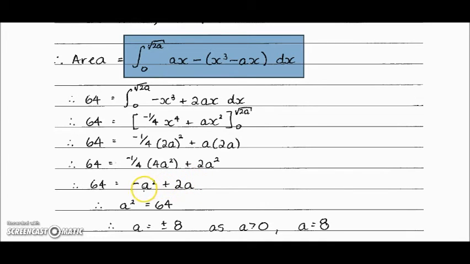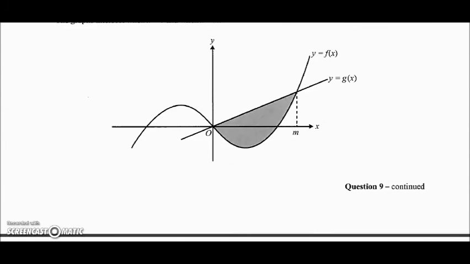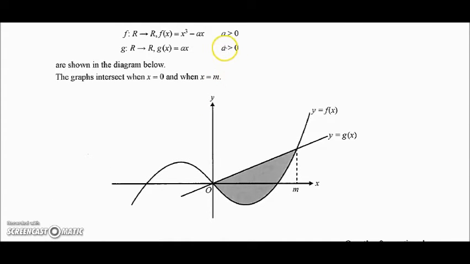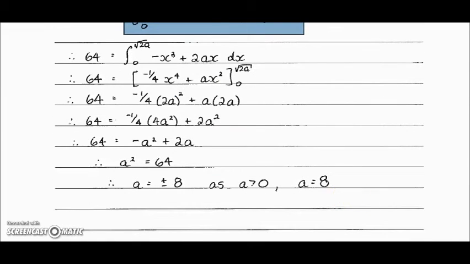So that leaves me with a squared equals 64. So a is equal to plus or minus 8. And again, because we know that a is bigger than 0, as it has to be, and we're told up here, then that means that a has to be 8.